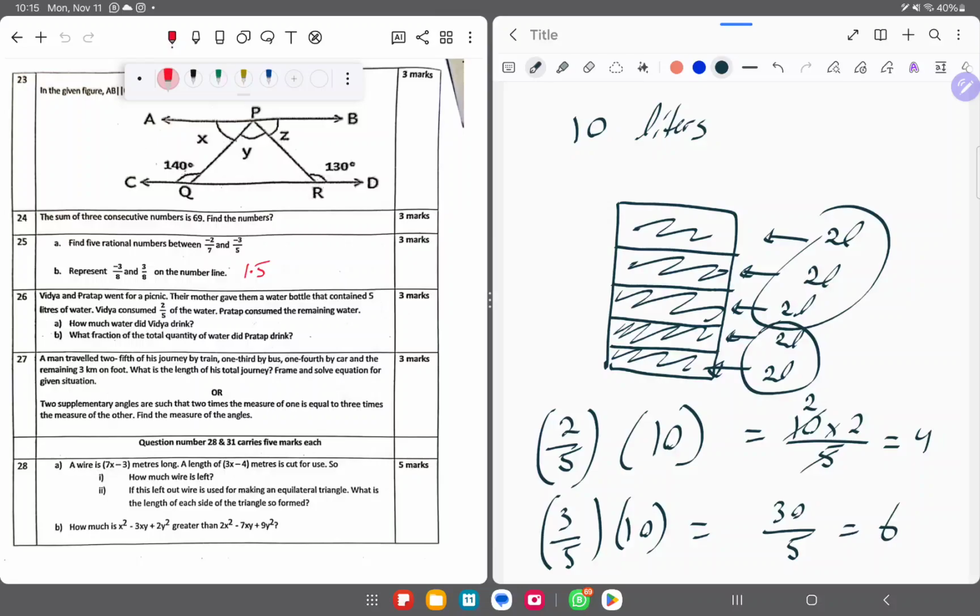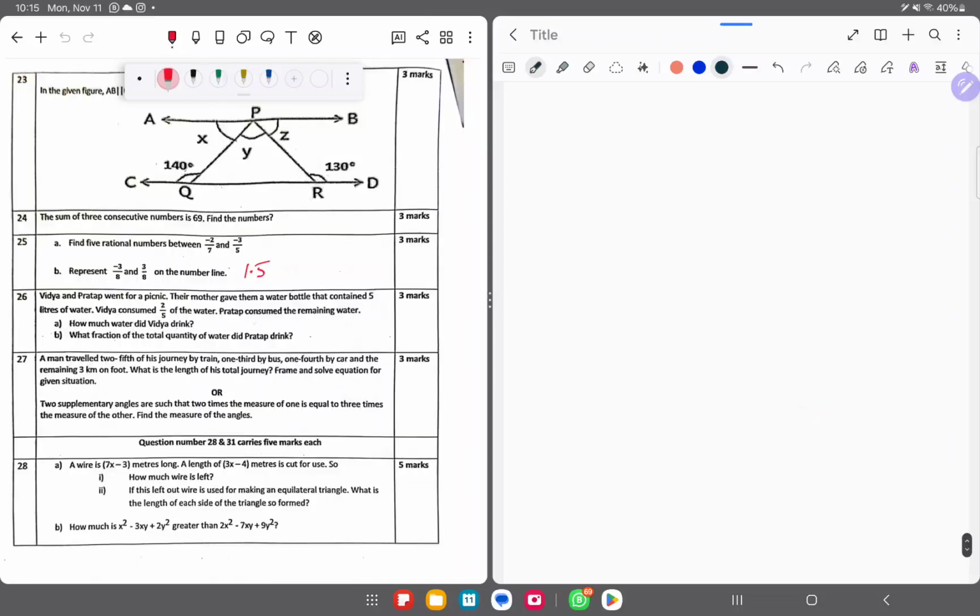A man traveled 2/5 of his journey by train. Okay, let's do this one. A man traveled 2/5 of his journey by train. He has a journey. I don't know how long, but 2/5 of it by train. Choo choo, show me a train here.